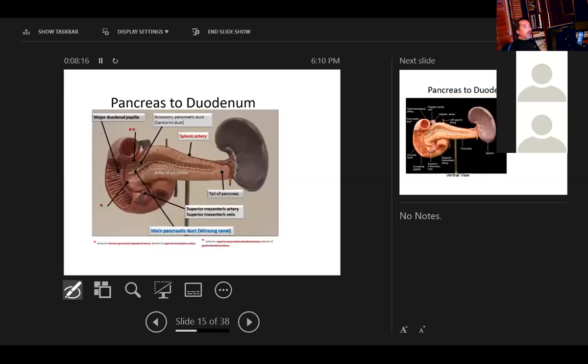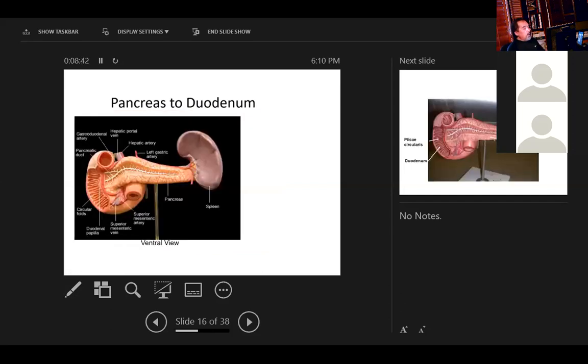So this is what the pancreas would look like. Okay, remember this connects into the duodenum through what we call the main pancreatic duct. And they have a fancy name for that. We call it the Wirsung canal. Now the other one is called the accessory pancreatic duct, and that name is the Santorini duct. Okay, so the Wirsung and Santorini are just names of the ducts from the pancreas.